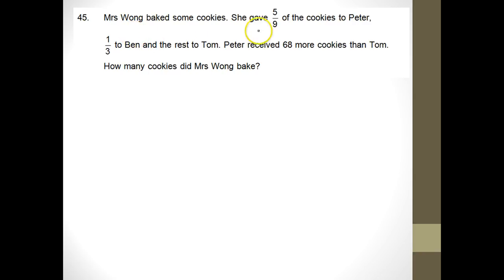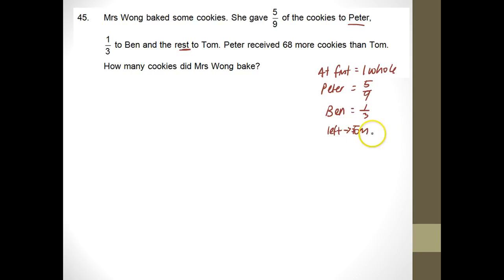Question 45. Mrs. Wong baked some cookies. She gave 5/9 of her cookies to Peter. So I know at first Mrs. Wong has 1 whole. What did she do? She gave to Peter 5/9, 1/3 to Ben, and the rest, what is left, to Tom.